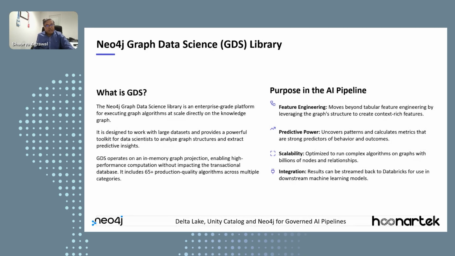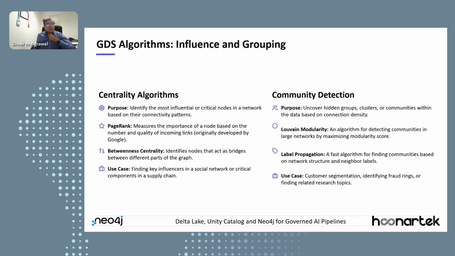Graph Data Science library. Okay, this is a new library from Neo4j. It is basically enterprise-grade algorithms that allow you to visualize large data sets in memory, actually, and the relationships. And it has close to 65 algorithms across multiple categories. And the benefit is that it allows for scalability as well as integration across multiple systems.